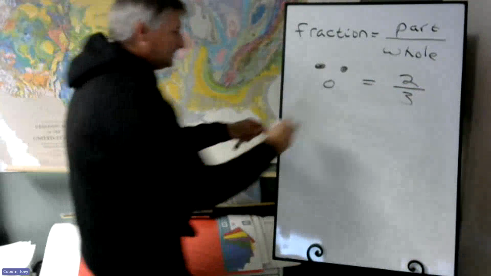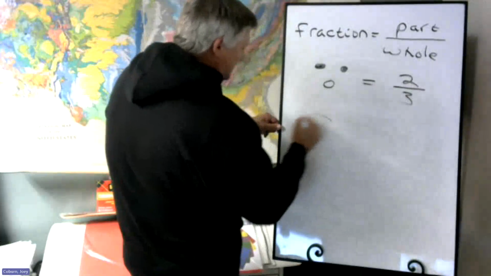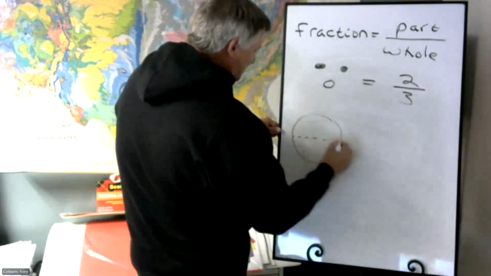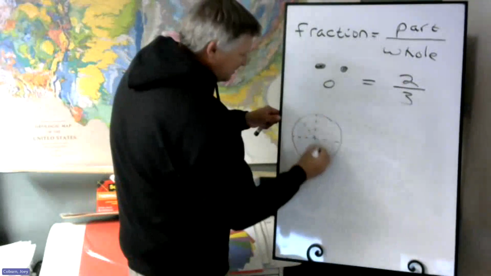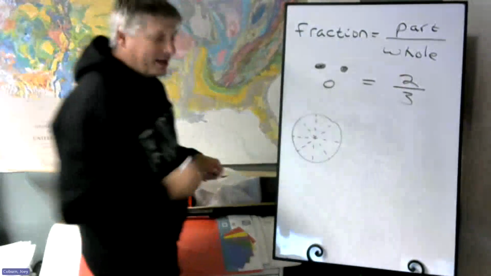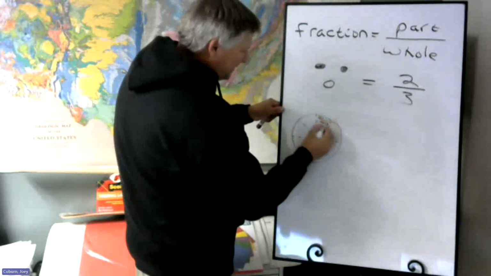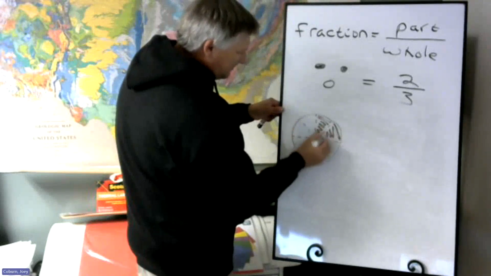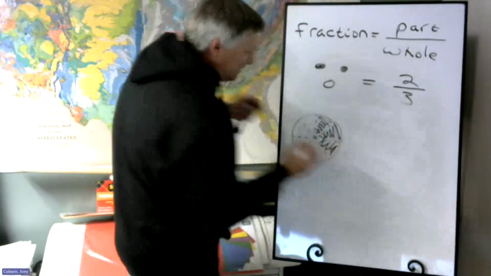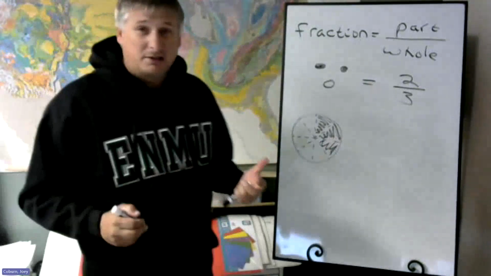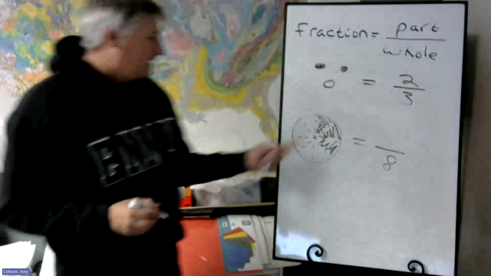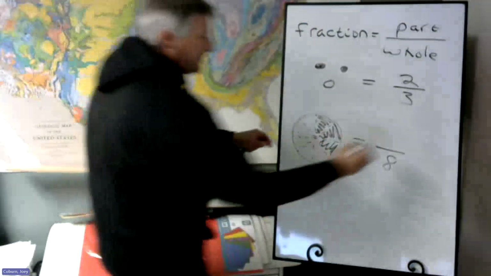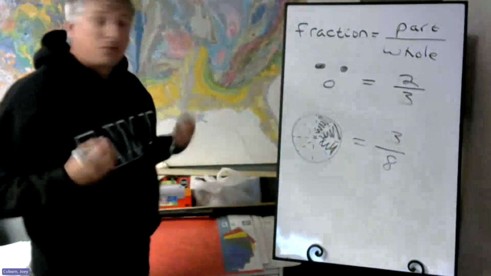Say another example, if you have, say, pizzas, and you cut up a pizza, say, into 8 slices. And it's a popular pizza, people like it. And very quickly, it gets mostly eaten. There's only 3 slices left. So the whole was 8 slices, and there's only 3 left. So that's 3 out of 8, or 3/8.